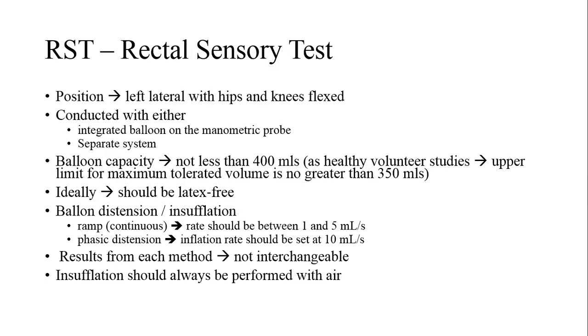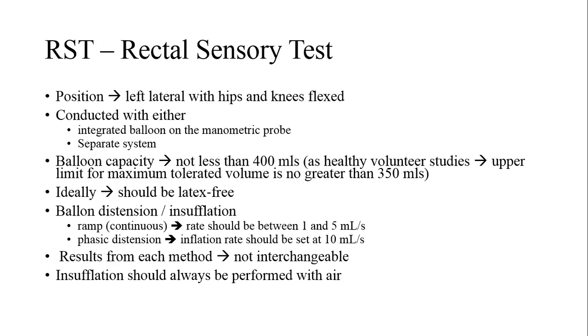Right, so briefly on rectal sensory test. The position again should be the left lateral position. It's conducted with either the integrated balloon on the probe or a separate system. The balloon capacity usually is not less than 400 mL because in some healthy volunteers, the upper limit is usually around 350 mL. And the balloon ideally should be latex free.